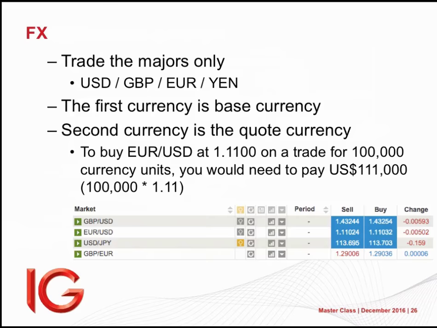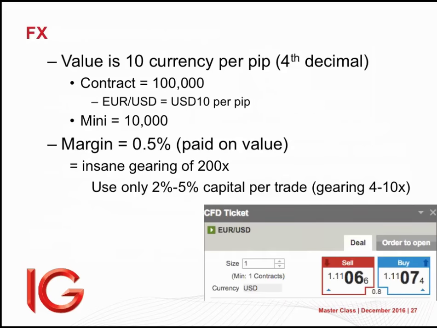The problem with FX is not FX. The problem with FX is we gear too high. That's quite simple. So it's $10 a pip, you get the mini contracts for 10,000, so pay the mini contracts. The margins will vary, but typically on the majors, they're 0.5%.